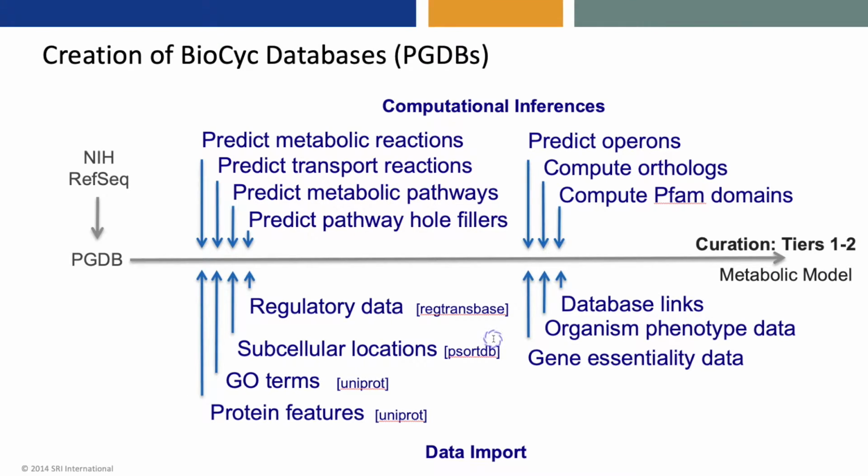Now, when we create a new BioCyc database, we begin by obtaining the sequenced genome, usually from the RefSeq database. We'll then perform a series of computational inferences, import data from a number of different sources, and in some cases then perform curation, sometimes constructing a metabolic model. The computational inferences include predicting metabolic and transport reactions, predicting metabolic pathways, predicting operons, and computing orthologs, as well as computing PFAM domains. The data import functions import regulatory data, GO terms, and protein features.